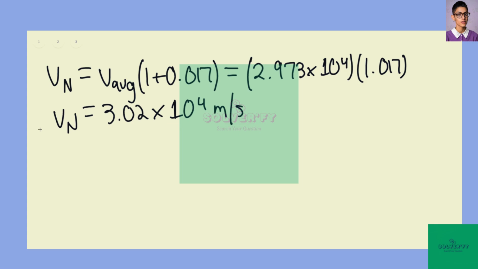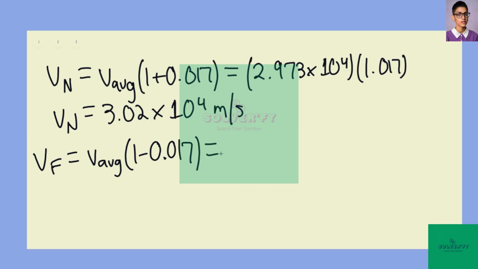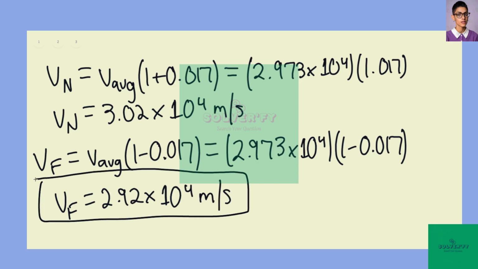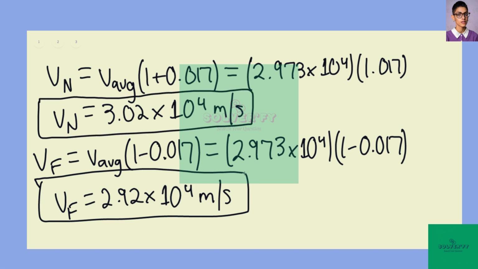Now for the far velocity, this will equal the average velocity times 1 minus 0.017. So this will be, again, 2.973 times 10 to the 4th, and then times, again, 1 minus 0.017. This will be velocity far will equal 2.92 times 10 to the 4th meters per second. So this would be the far velocity, or the lowest velocity, and this would be the maximum velocity. That is the end of the solution.